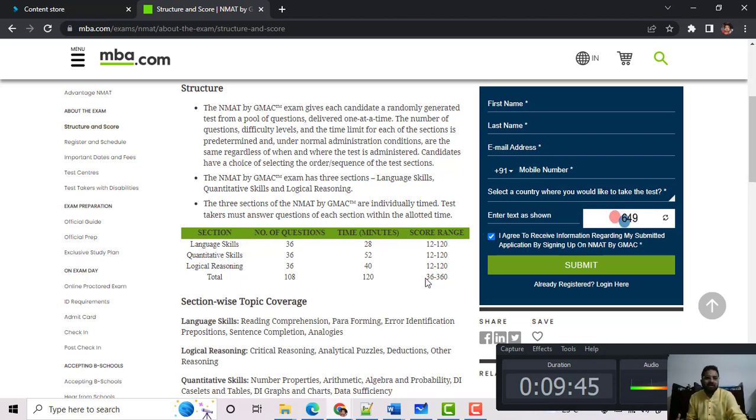So if you are getting 360, that means you have kind of a 100 percentile score. That is the highest. Somebody who's getting 100 percentile will get 360, then the score reduces. That is how it works.